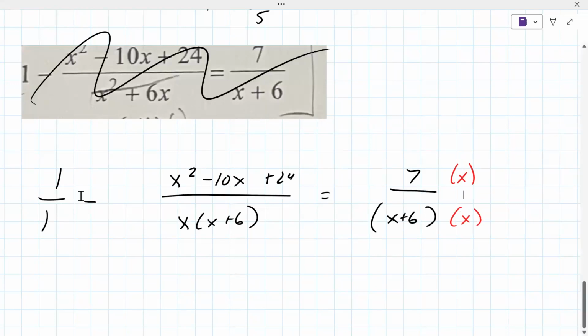Great. Same thing over here on the 1/1. We can throw in the x and the x and then the x plus 6 and the x plus 6. These all appear to be carefully chosen where there's not a lot of complications, but they are definitely really nice ones.